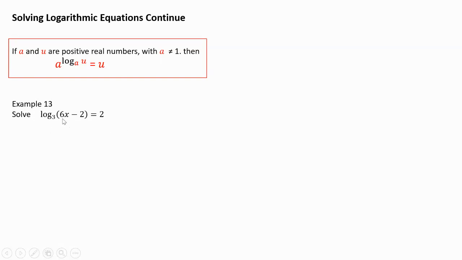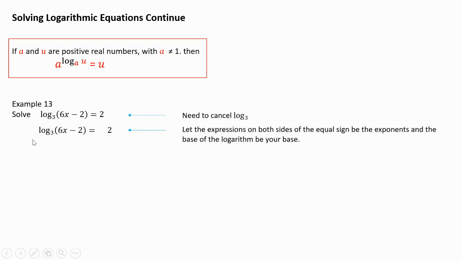Let's do an example, guys. How do we solve something like example number 13? Here's how. We need to cancel the log base 3, so my base is 3, and I'm going to put a big 3 here. Again, here's the explanation: let the expressions on both sides of the equal sign be the exponents, and the base of the logarithm be your base. So these right here are going to be my exponents, but since this is base 3, I'm going to put a big 3. This becomes your exponent, and what you do on the left, you also do on the right.